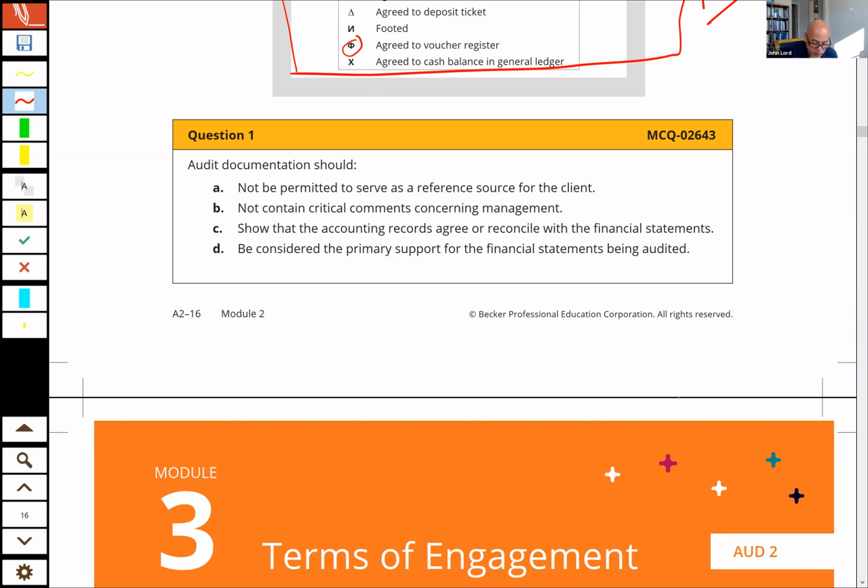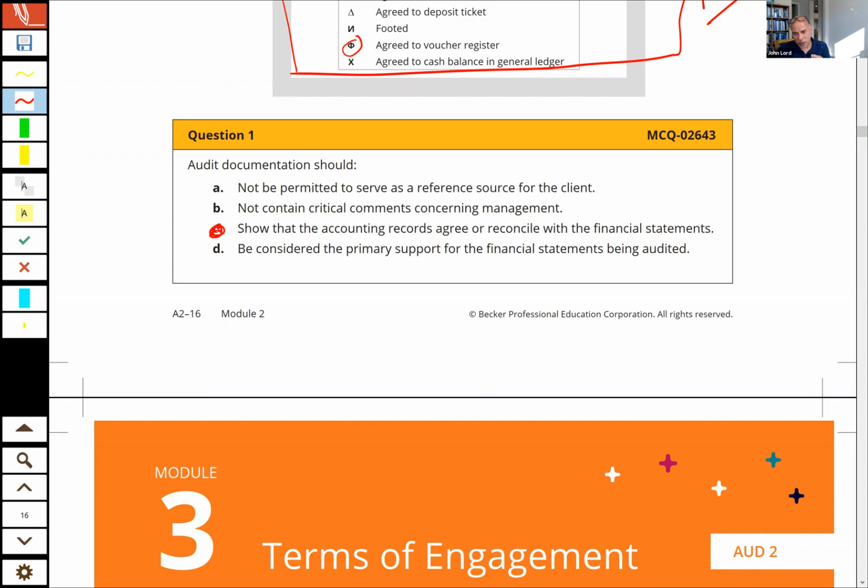Now, when I look at these, they're kind of cute when you look at them in concert together. C is the right answer. Not be permitted to serve as a reference for the client. Hey, if you've got some analysis that you think would be helpful for the client to do annually or periodically, why not? Then your client could be doing some things throughout the year that you'd otherwise have to do at year end, and provide that information to you, and it's going to make your job easier. So there's nothing wrong with that.